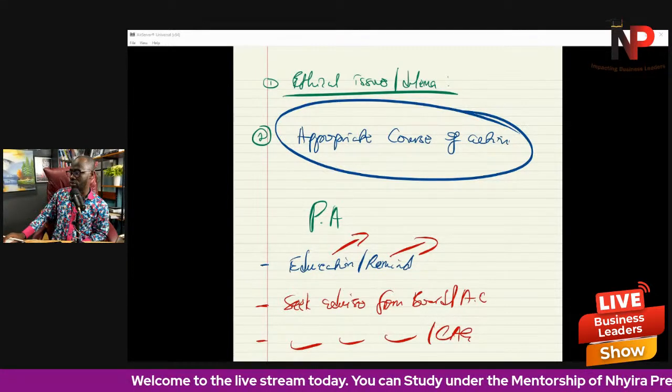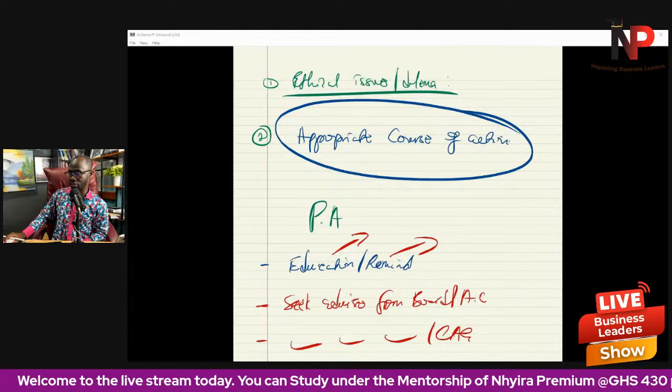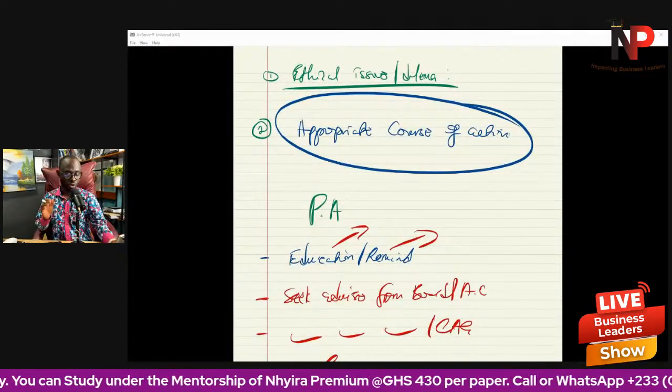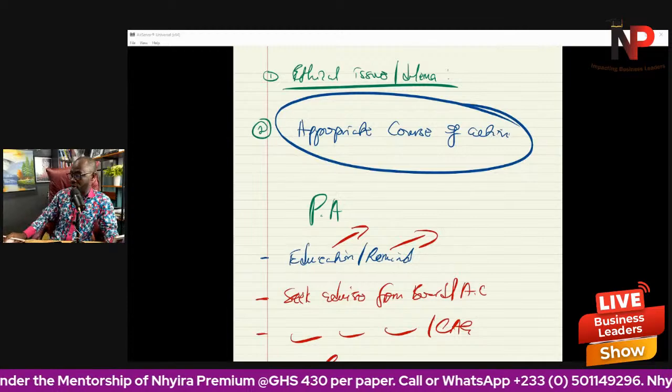But that is how we go through ethics. That's the first thing we need to understand. And it's a done deal area. You want to make sure you know that very, very well.